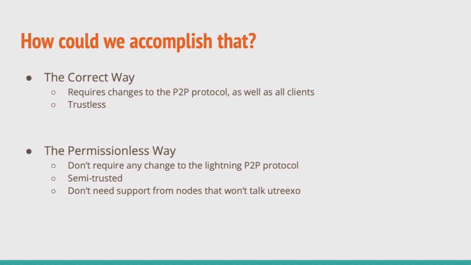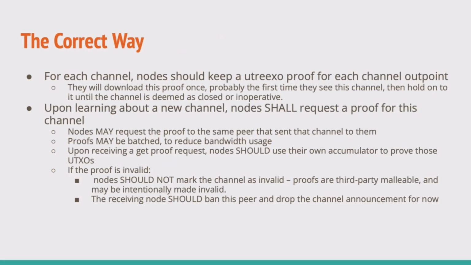So there are 2 ways I thought about, thinking about how to implement this. There is what I call the correct way and the permissionless way. The correct way would be the most efficient way to do this, would be the most elegant, but requires changes to the peer-to-peer protocol, to the Lightning peer-to-peer protocol. So it needs to be supported by implementations. And there is the permissionless way, which is kind of trusted, but doesn't require any change to the peer-to-peer protocol. You can do that today.